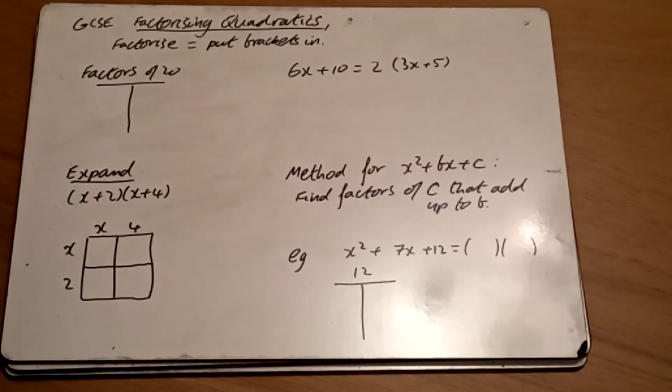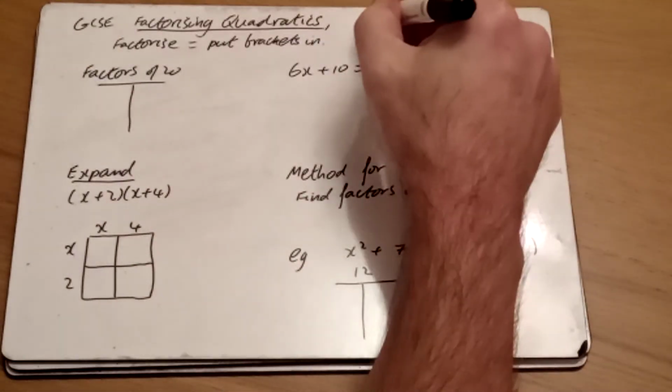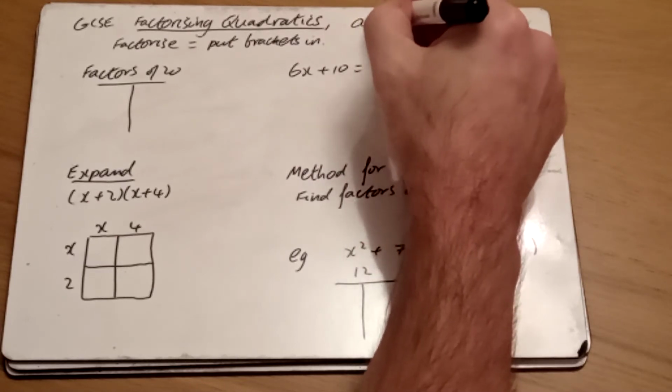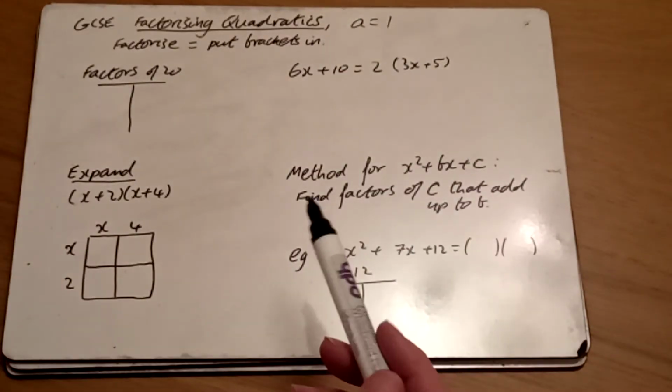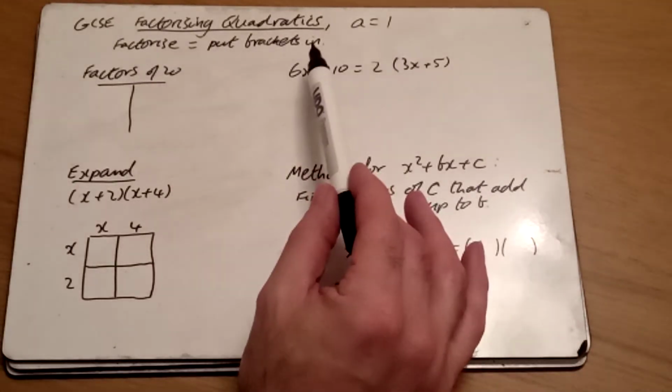Okay, today we're going to be looking at how to factorise quadratics. I'm only looking at the simplest case, where we're looking at a coefficient of x squared being equal to 1. First things first, what does factorise mean? Factorise means put brackets back in.